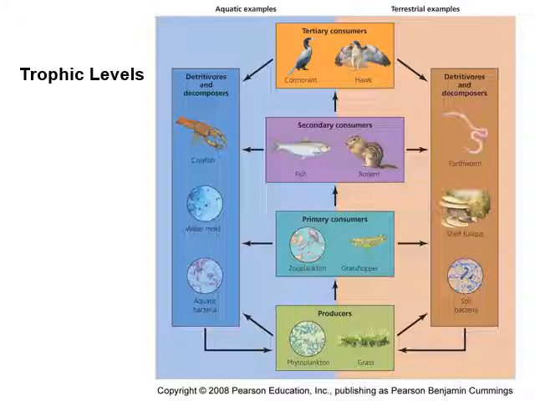Think about what would happen if there were no decomposers. Right? Quickly, there would just be a lot of dead stuff. So they have this vital role of recycling matter so that the producers can then take it up again and it can cycle its way through the various trophic levels.